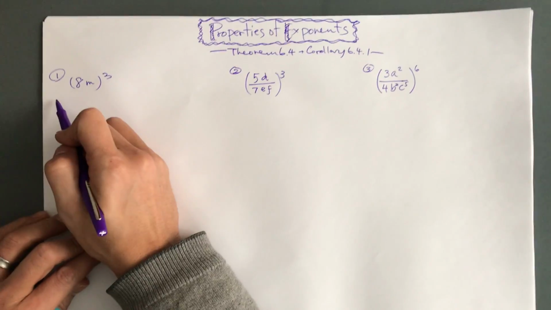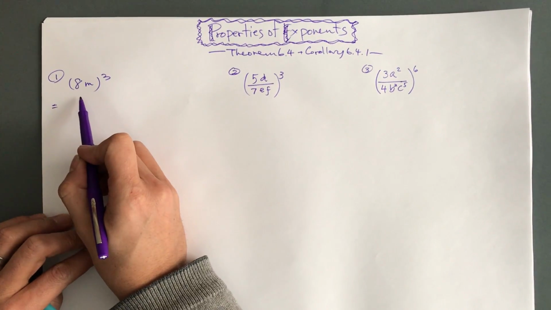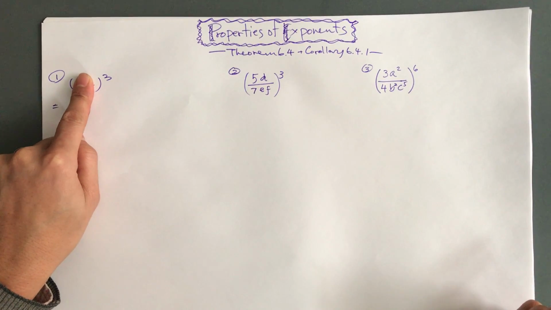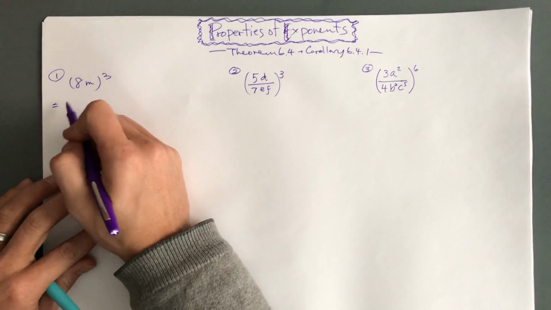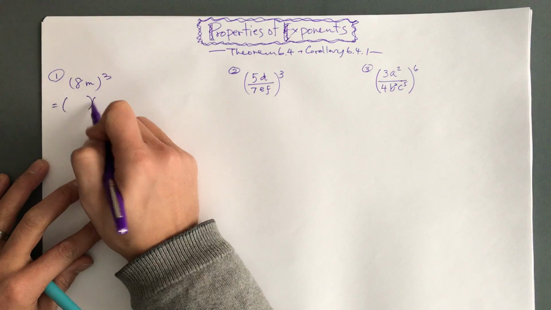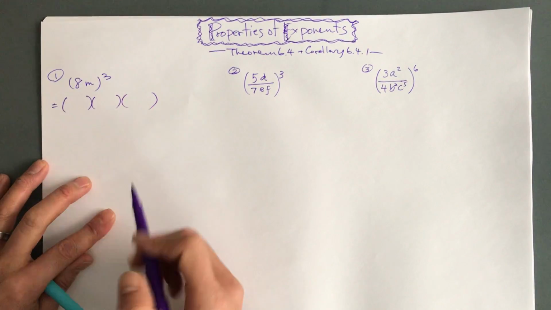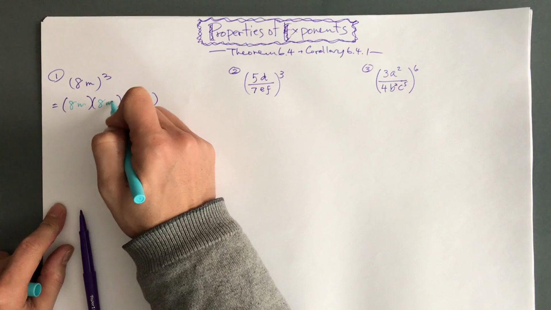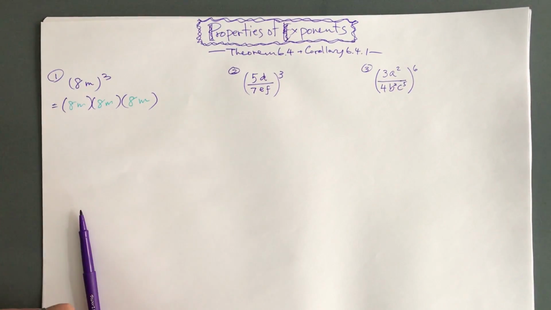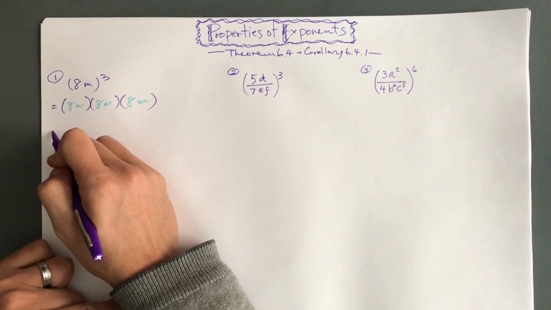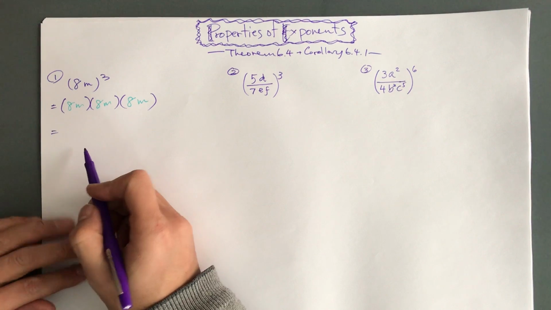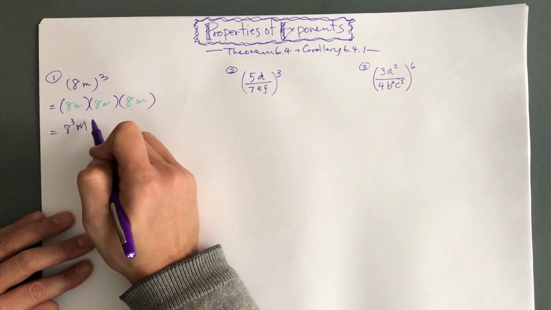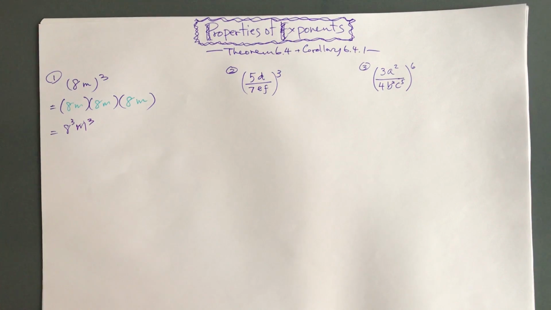So let's take a look at this. Now we know that we have 3 copies of whatever we have here. But inside we have 8m, 8n, and 8m, right? So now how many copies of what do we have? We have 3 copies of 8 and 3 copies of m. So this is the answer.